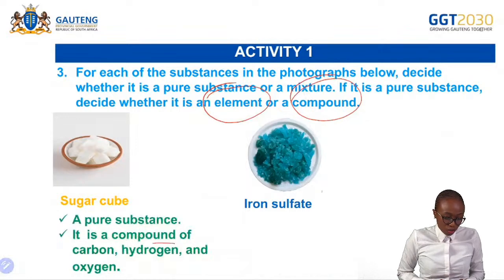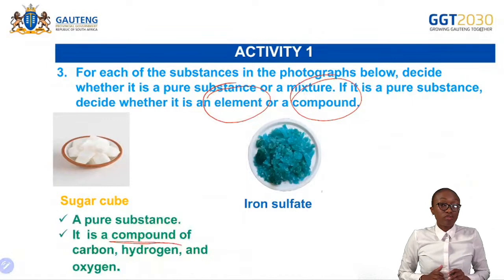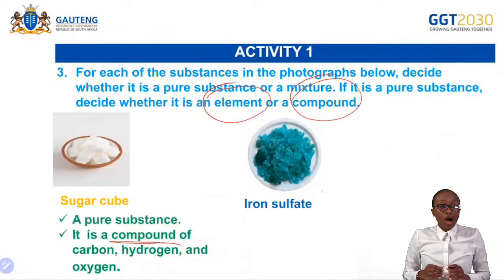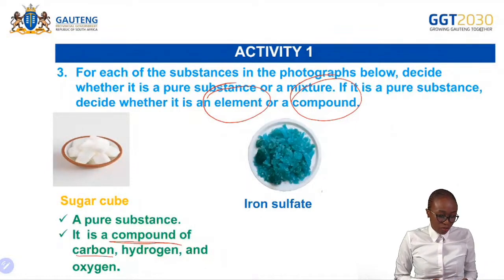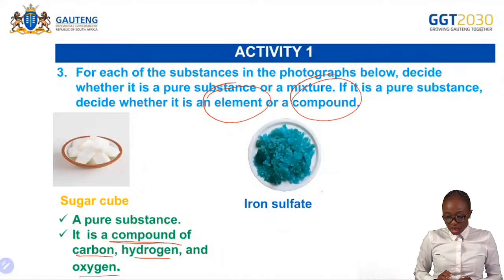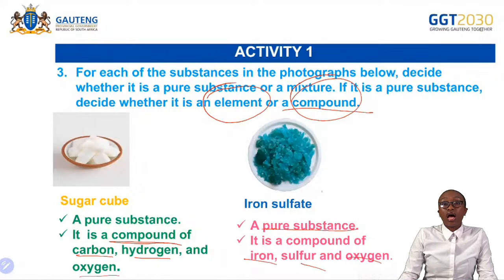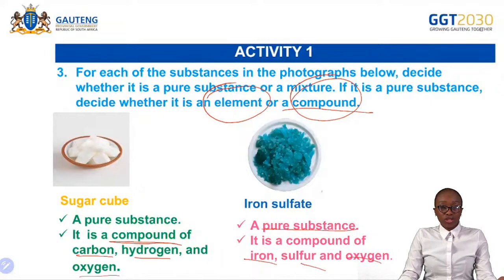Right, sugar cube is a compound made up of atoms of different elements. Remember, elements can combine with other elements to form compounds. So this particular compound is made of carbon, hydrogen, and oxygen. And then iron sulfate. Iron sulfate, this is a pure substance. It is a compound made of iron, sulfur, and oxygen. Take 1 minute to quickly copy down the corrections, and then after 1 minute, we will continue with our lesson.